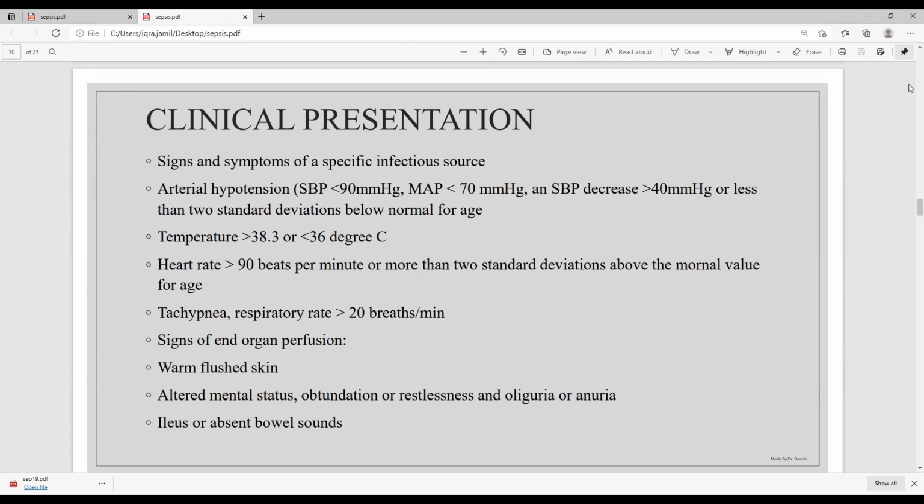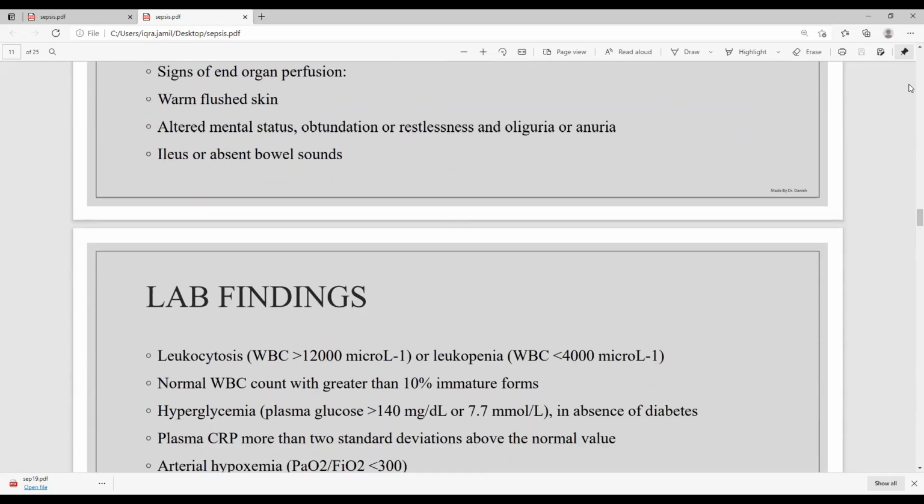Signs of organ perfusion, as you all know: the capillary refill time will be increased, there will be skin mottling, the extremities will be cold, urine output will be reduced, altered sensorium, heart rate increase. These are all signs of organ perfusion. Warm, flushed skin, altered mental status, obtundation, restlessness, oliguria and anuria, ileus or absent bowel sounds. These are all clinical presentations of sepsis.